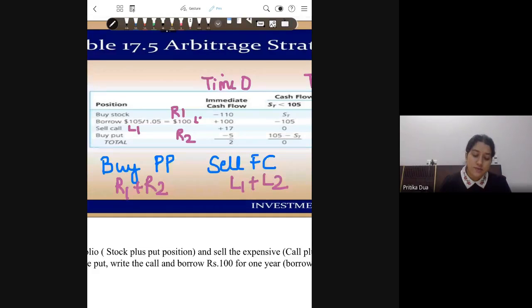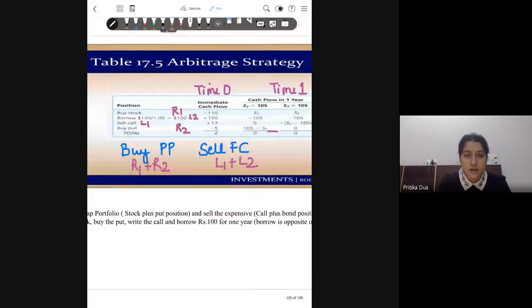Okay, now this was time zero. Let's see how is the situation at the end of year one. Always at the end of year one, both the strategies will equalize क्योंकि arbitrage opportunity बहुत short lived होती है. Once all the investors start replicating this strategy, arbitrage comes to an end. So at the end of year one, if the spot rate in the market is less than 105, 105 was the exercise price. So let's take a value of 100 rupees. Say the spot rate in the market is 100.